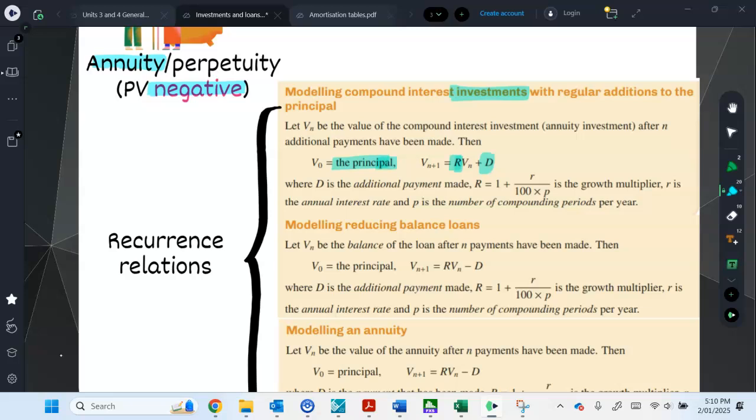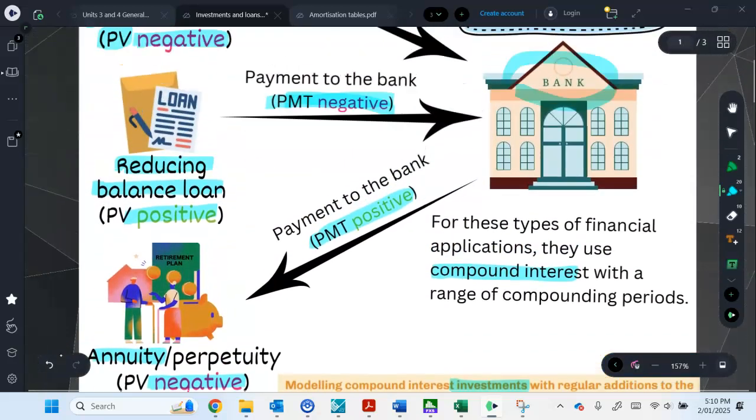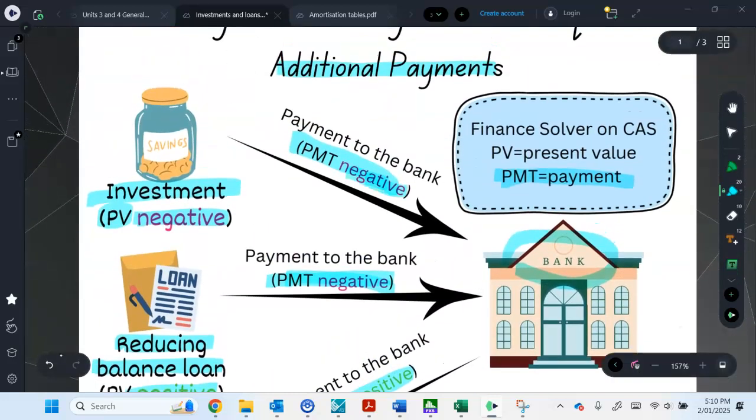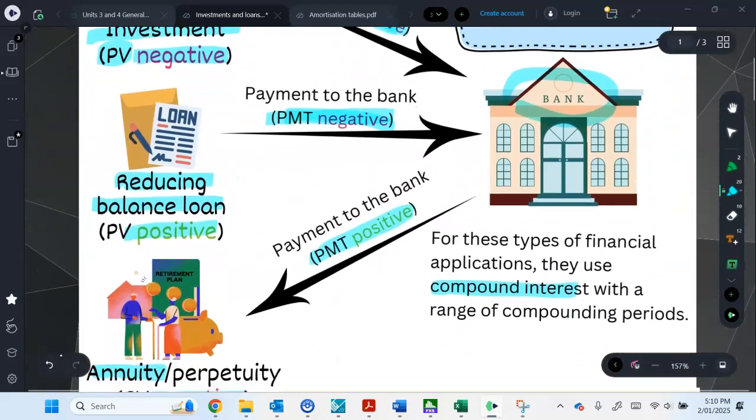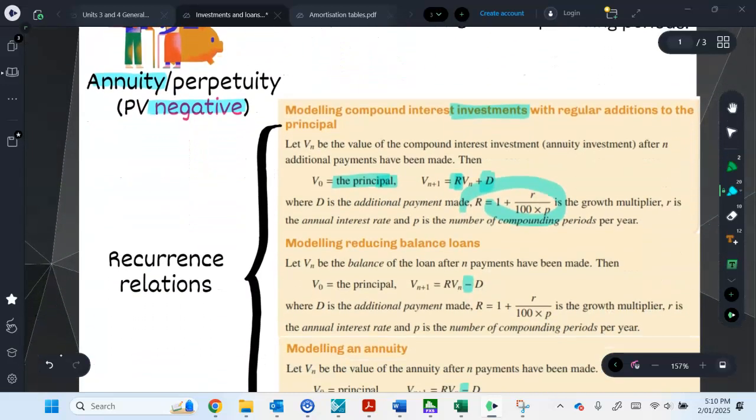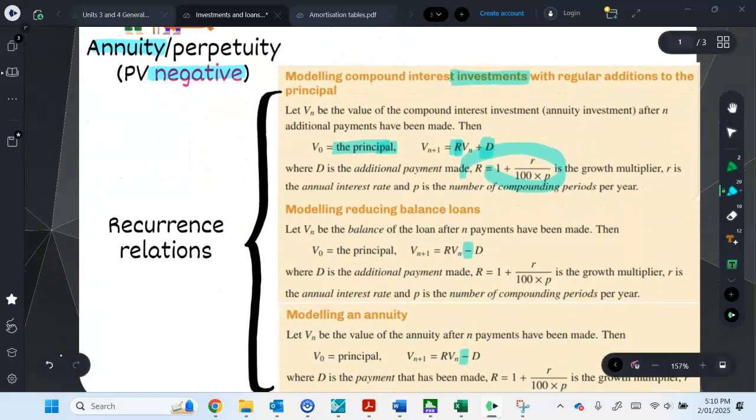We're just putting in R, which is your interest rate. Remember, it's calculated using that formula. And D is your repayment made. So that's for an investment. This plus and minus business is different to your calculator. For an investment, your payment is negative. That relates to what goes into your calculator, not your recurrence relation. So if you're wondering why it's positive here and negative there, that's for your financial solver on your calculator.